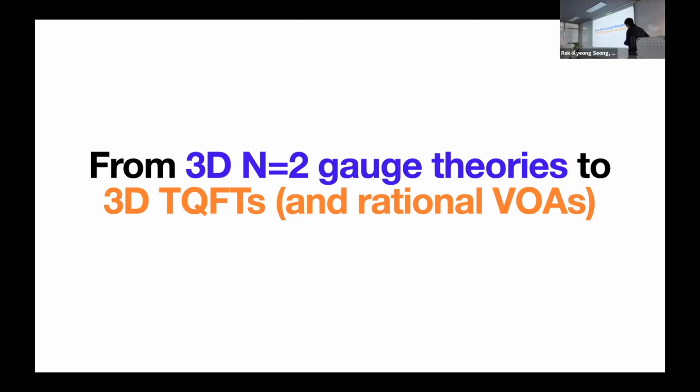And now I will explain how to construct the 3D TQFT and some rational VOA from the 3D N=2 theories. This is possible only for some nice choice of 3D N=2 theory. If you take a generic 3D N=2 theory, generally it does not work. But if you choose the Chern-Simons level very cleverly, then there is a way to construct the 3D TQFT and the rational VOA.